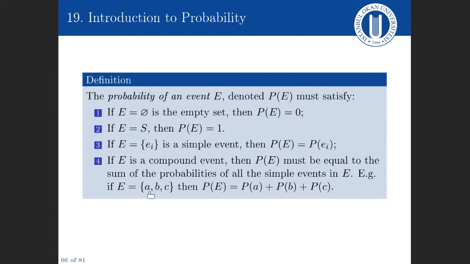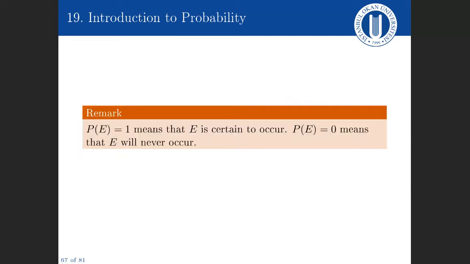For example, if capital E is the compound event containing A, B, and C, the probability of E must be the probability of A plus the probability of B plus the probability of C. Probability of E equal to 1 means that event E is certain to occur. If we have that the probability is equal to 0, that means that the event E will never occur.